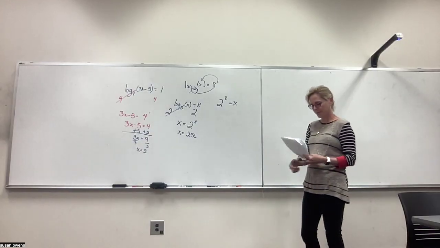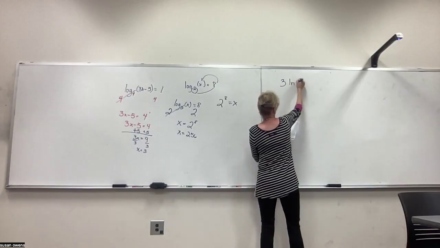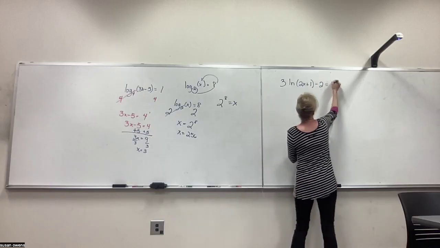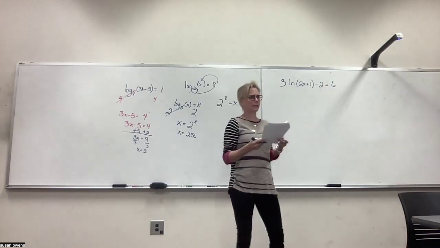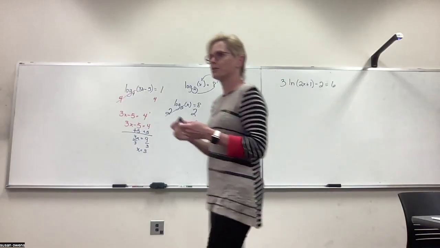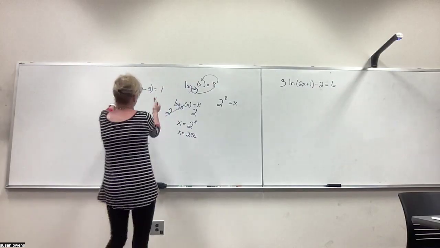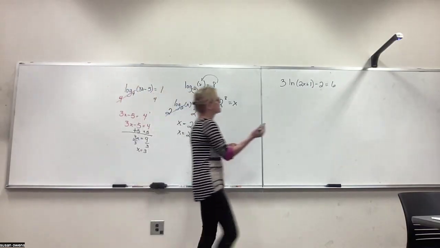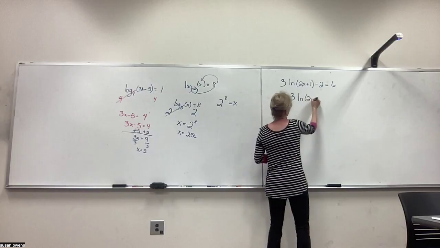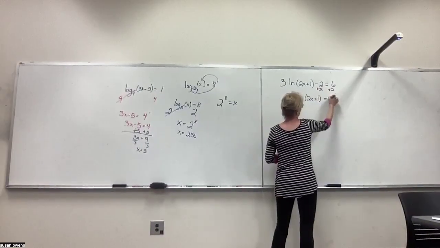Okay, C, the next one. 3 ln of 2x plus 1 minus 2 is equal to 6. So there's a couple of different ways that I could do this problem, but the first step should be the same for everybody. What should we do first there? Add the 2 to both sides. So we want to isolate that ln so that we just have a log with something there. So we want to add 2 to both sides. So we get 3 ln of 2x plus 1 equals 6 plus 2, 8.